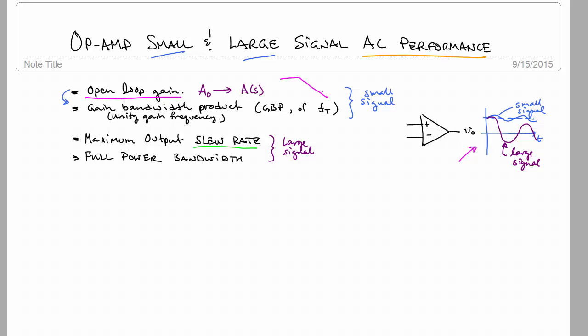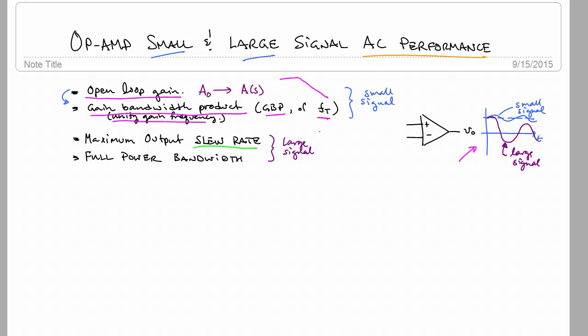An outcome or a consequence of having a frequency-dependent open-loop gain is that at some frequency, the open-loop gain of the op-amp will no longer be large, like 100,000, but it will actually fall to a value of unity. And the frequency at which that happens, where the open-loop gain is 1, is called the unity gain frequency, or the gain bandwidth product, and there are some other symbols, GBP or FT, omega T. Those are all terms that are used to describe this frequency.